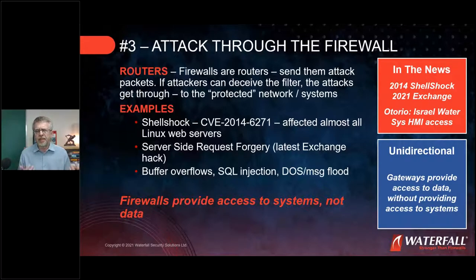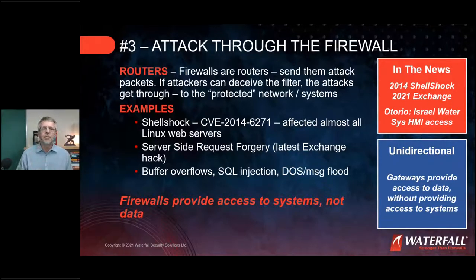Examples are everywhere. One of the most famous a few years ago was Shellshock. Now, this was like 6 years ago. It was a vulnerability in the Linux bash shell. It affected most of the world's Linux servers, and most of the world's web servers run on Linux. So it affected most of the world's web servers. You send a couple of packets with the HTTP request with this attack in it into the web server, through the firewall, and you compromise the web server. You're allowed to send HTTP to the web server. This is the point. The firewall looked at the messages and said, you're allowed, and sent the attack right into the web server.